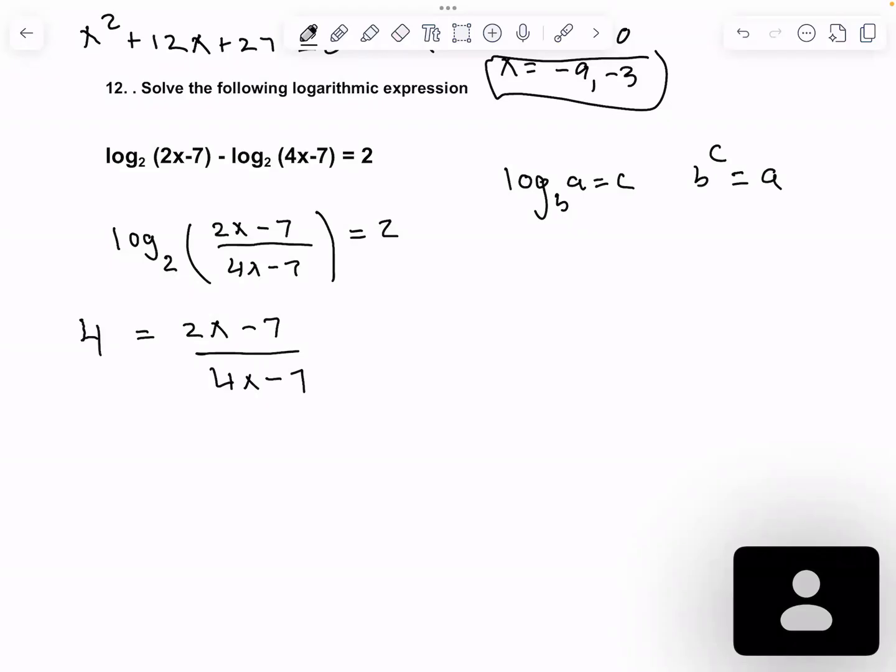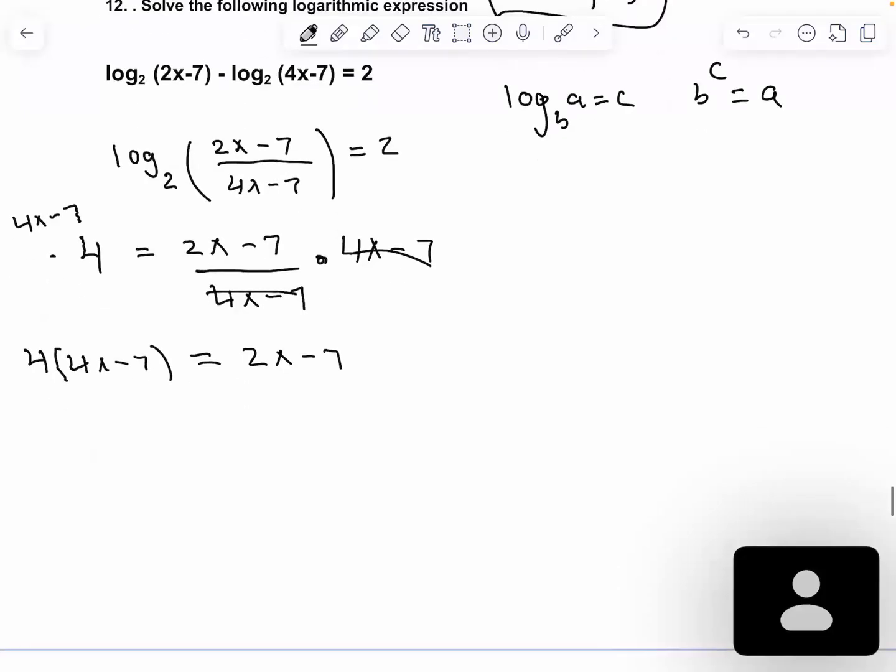This is a rational function, so let's get rid of the fractions by multiplying everything by the bottom. That's going to cancel this, and I'm going to get 4 times 4x minus 7. That's going to equal 2x minus 7. Let's distribute to get 16x minus 28 equals 2x minus 7. We got to get the x's on one side, so let's subtract 2x from 16x. 16 minus 2 is 14x.